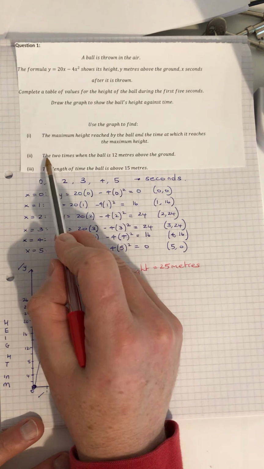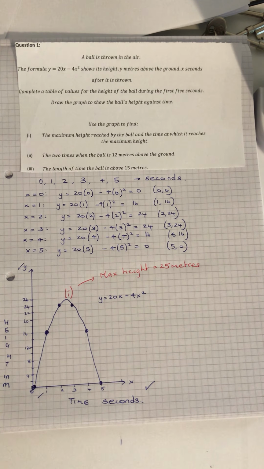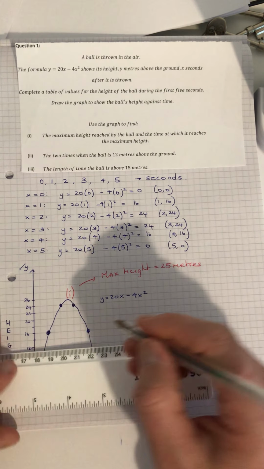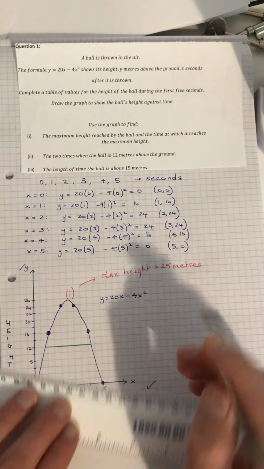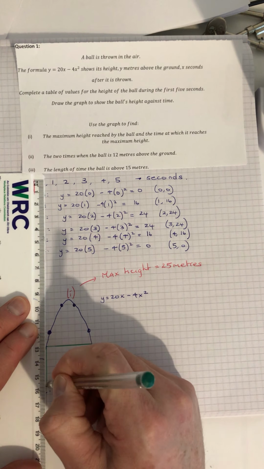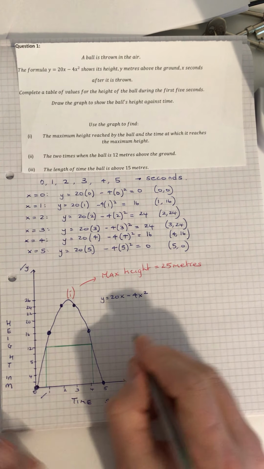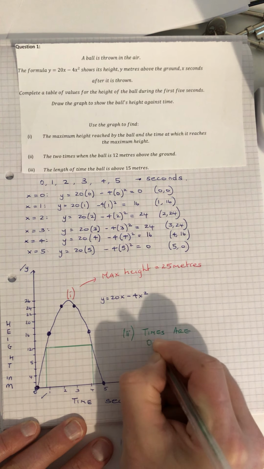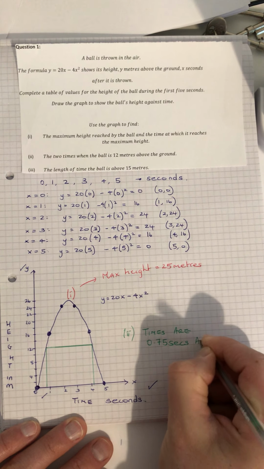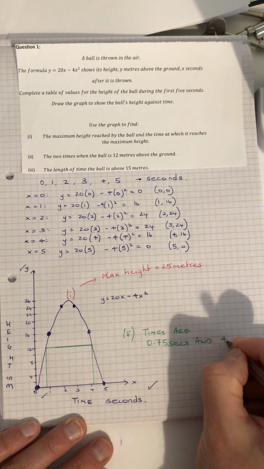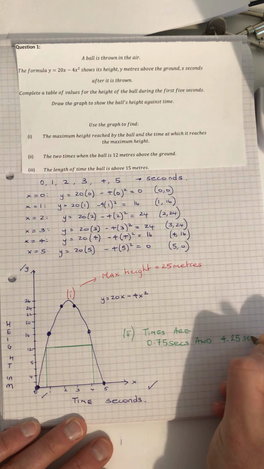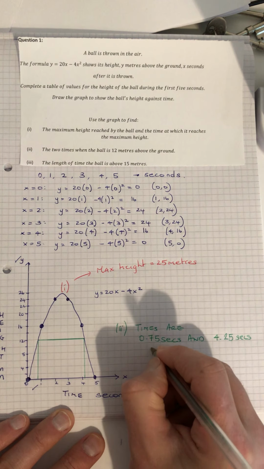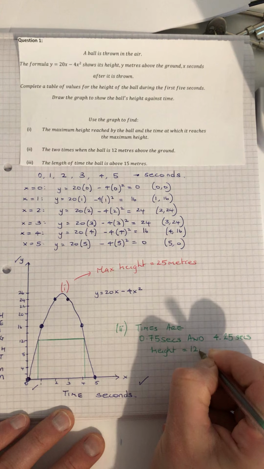Okay. The 2 times when the ball is 12 meters above the ground. So where's 12 meters above the ground? Get your ruler. So this is 12 meters. So what are the 2 times that it's 12 meters above the ground? So go down to your x-axis and read the time off. So part 2, the times are maybe 0.75 seconds and 4.25 seconds. So the 2 times height is equal to 12 meters.